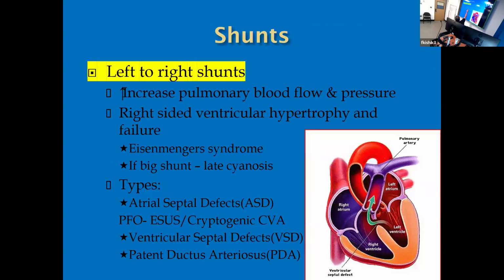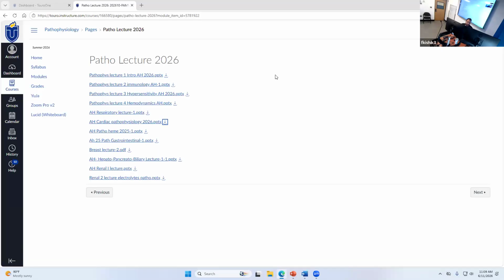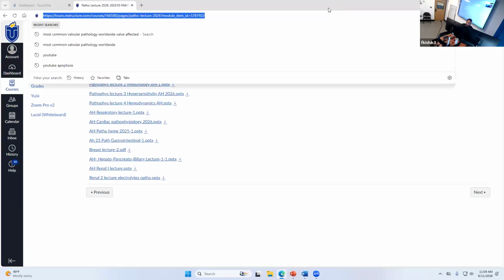And the left to right shunt is going to cause increased pulmonary flow and pressure. If it's a big shunt, it's late cyanosis. Like if it's a significant amount, but that's usually later in life. And these are the types of that. To do this properly, you'd have to learn.